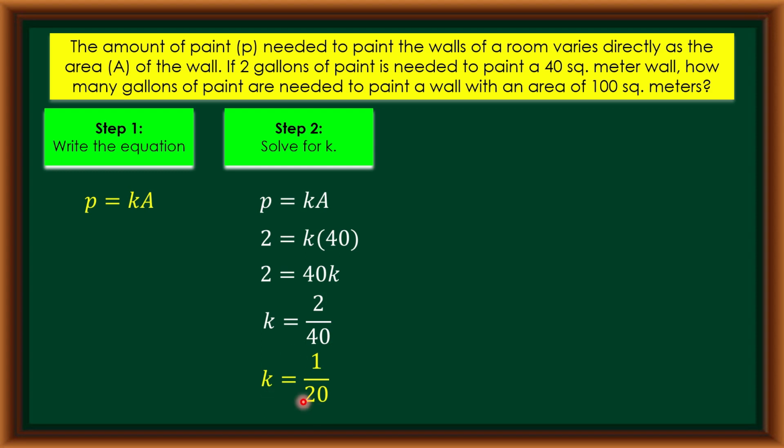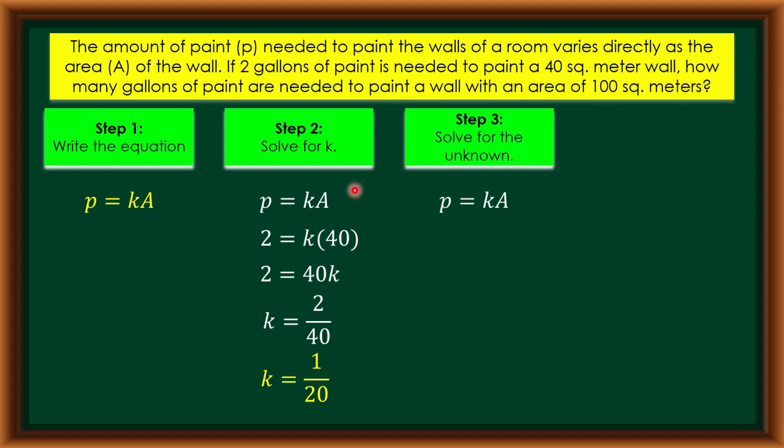Now, let us have step 3. Let us solve for the unknown. So, for the unknown, we are asked how many gallons of paint are needed to paint a wall with an area of 100 square meters. So, using the equation in step 1, we already obtained the value of k. So, let us just substitute it to our equation. And from our last statement, we have 100 square meters, which is the area of the wall. So let us substitute it to our A.